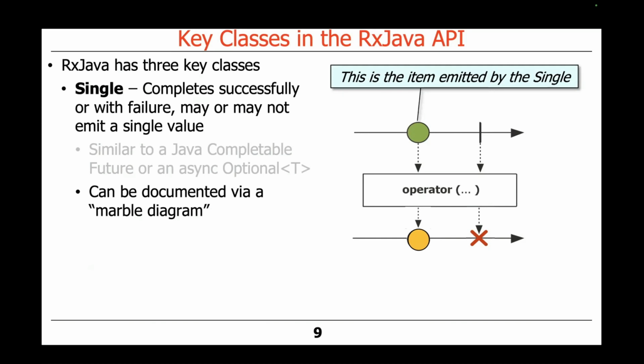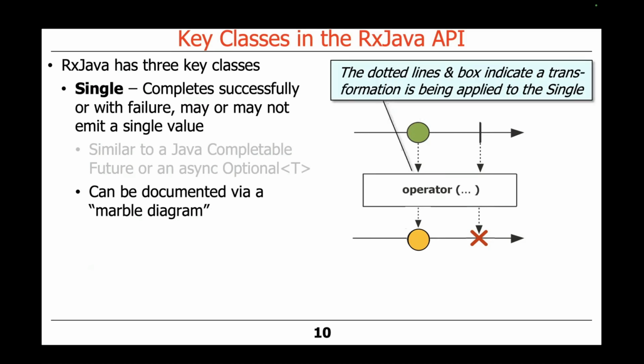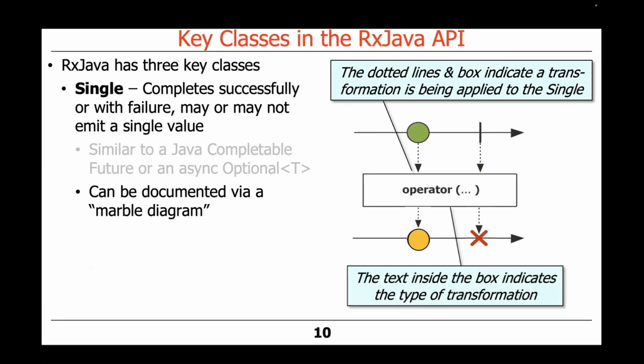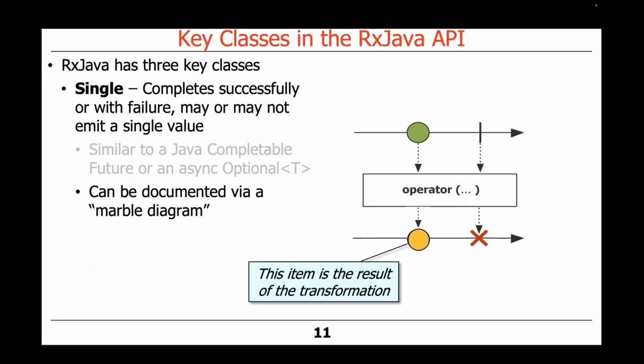This is the item that is emitted by the single, and the dotted lines in the box below indicate some transformation that's being applied to the single. So something will emit a value, kind of like a prior stage in the completion stage model of completable futures. And then there's a transformation that will be applied to it. For example, you could flat map it, you can filter it, you can do various things to the value that's emitted. The text inside the box indicates the type of transformation that's being applied, and the item that comes out at the bottom of the box is the result of this transformation.